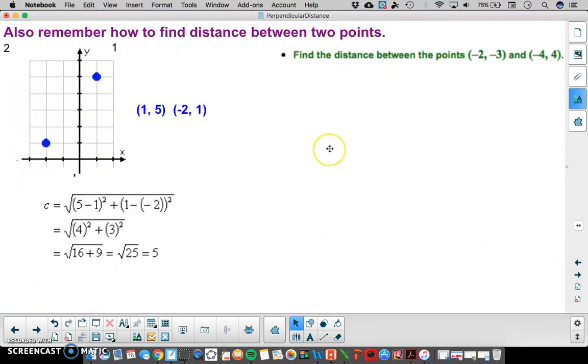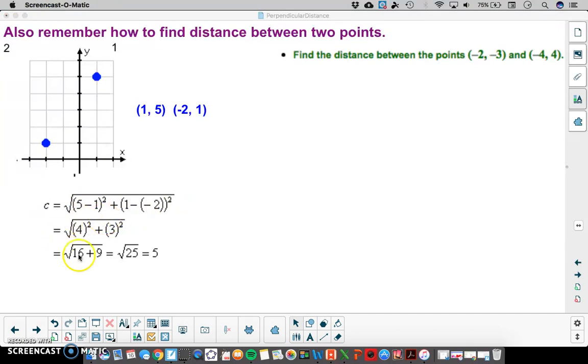We also need to remember how to find the distance between two points. In this first example, we're given the points (1, 5) and (-2, -1). You can just use the distance formula and have 5 minus 1 squared plus 1 minus negative 2 squared. Follow your order of operations to find that the distance of that segment is 5.